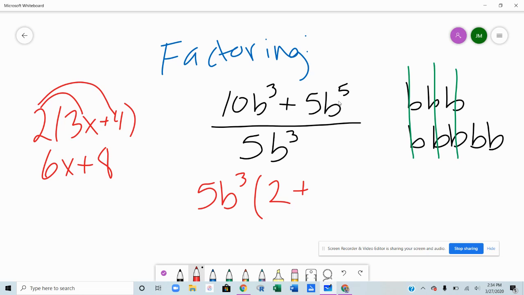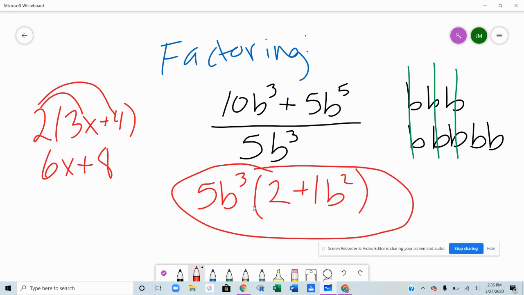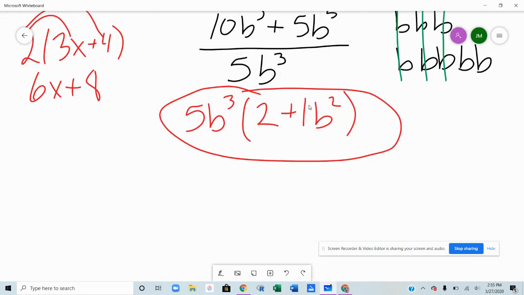Then 5b to the 5th divided by 5b to the 3rd. 5 divided by 5 is 1. b to the 5th divided by b to the 3rd. You have 5. You take out 3, which means b squared is left. Or you had 5, you cross 3 out, and now there's 2 left. And here is your answer: 5b to the 3rd, in parentheses, 2 plus 1b squared. Remember, you don't need the 1 here, so maybe you just have 2 plus b squared. Inside your parentheses is the same thing.